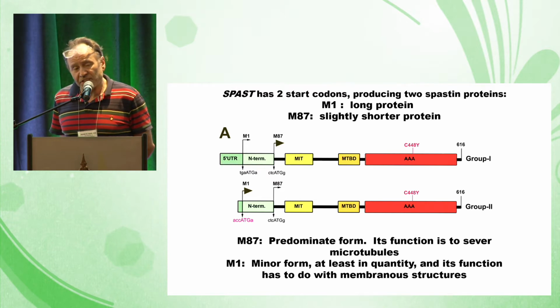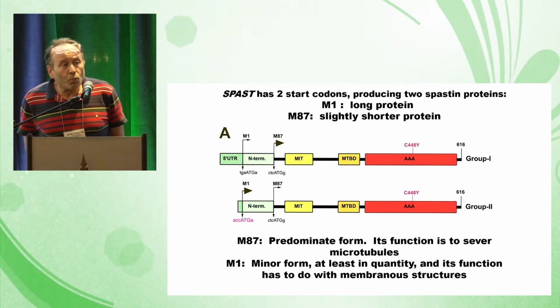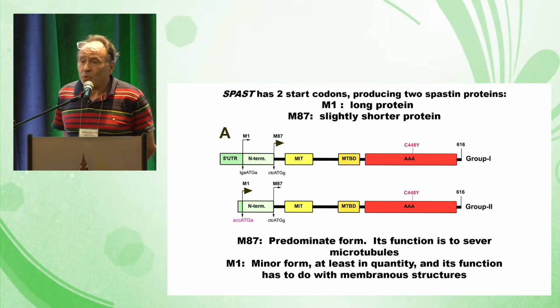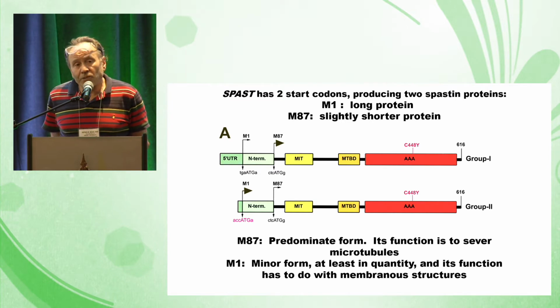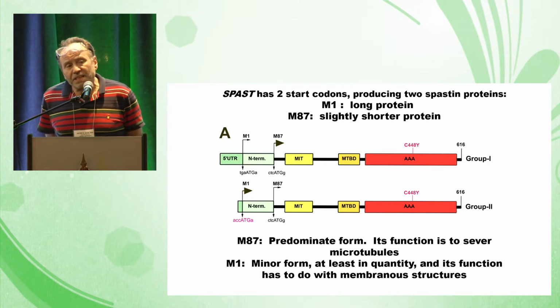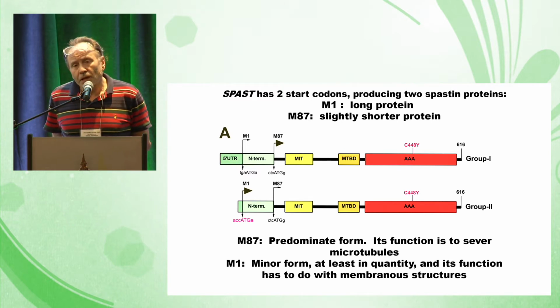M87 spastin is quite widespread. It's in every cell of your body, and it's abundant. M1 spastin is somewhat more low quantity. It's harder to detect, there's not as much of it. And what I'd like you to think about is that these two proteins are quite different.